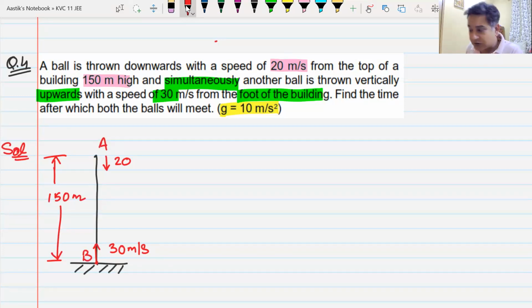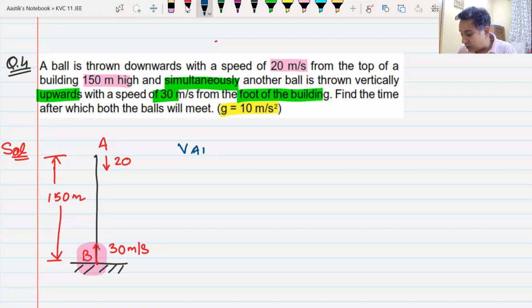We will see more questions of this type of projectile. This was projectile motion in 1D. So now, as I told you, how can you solve this question? You can solve this question by either becoming A or becoming B. Let us now become B. If I become B, remember, B is not going anywhere. B is at its own position. Everything moves around B.